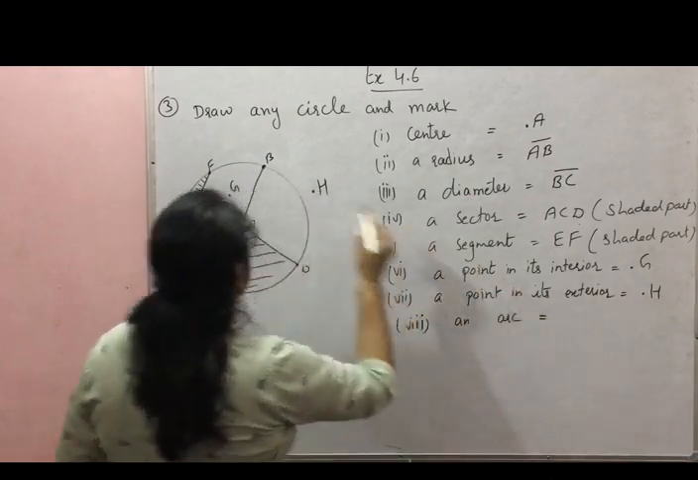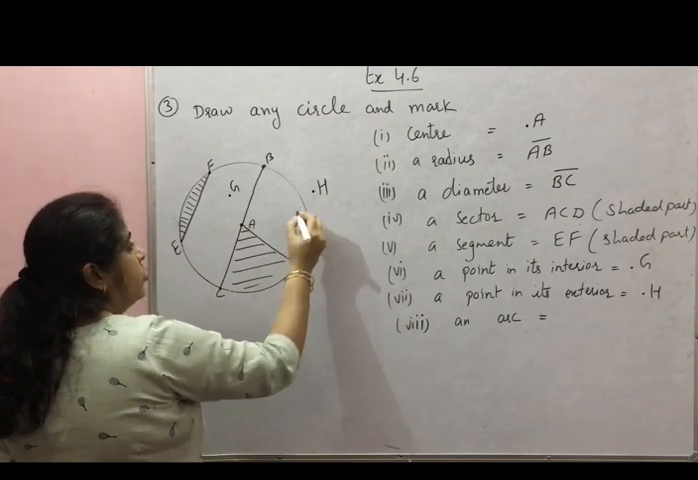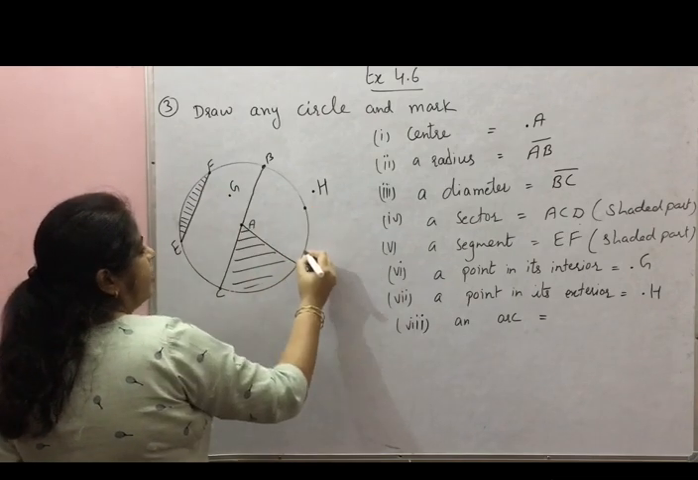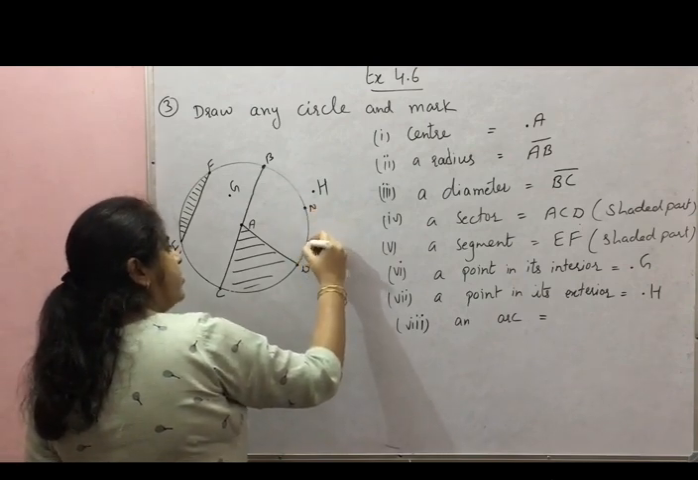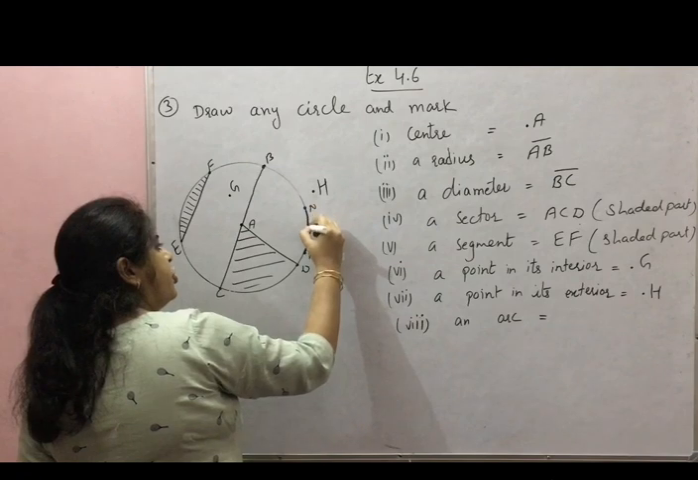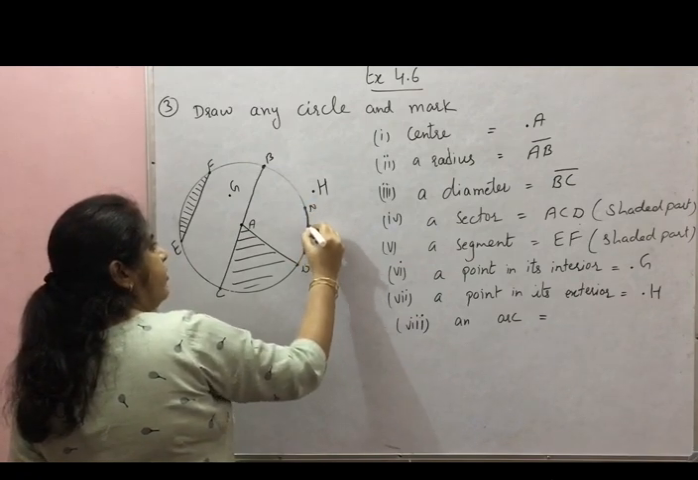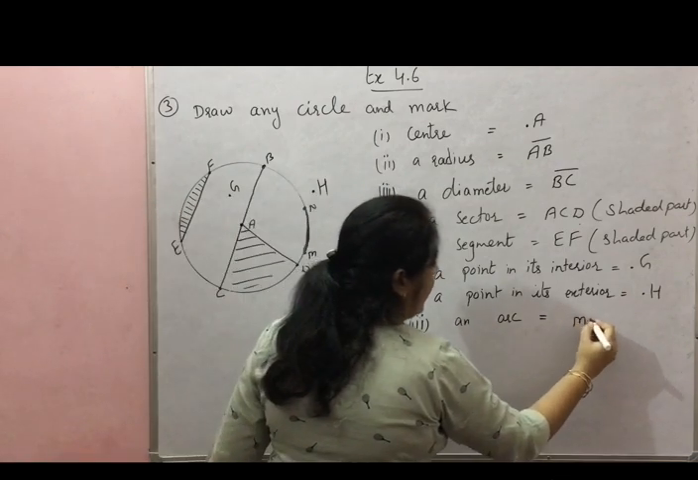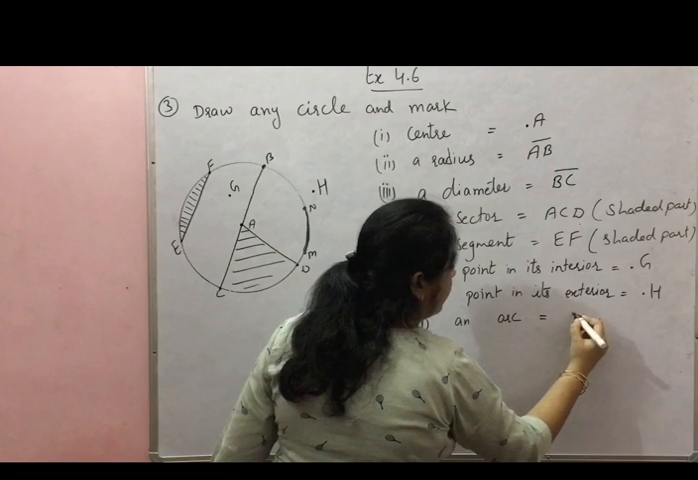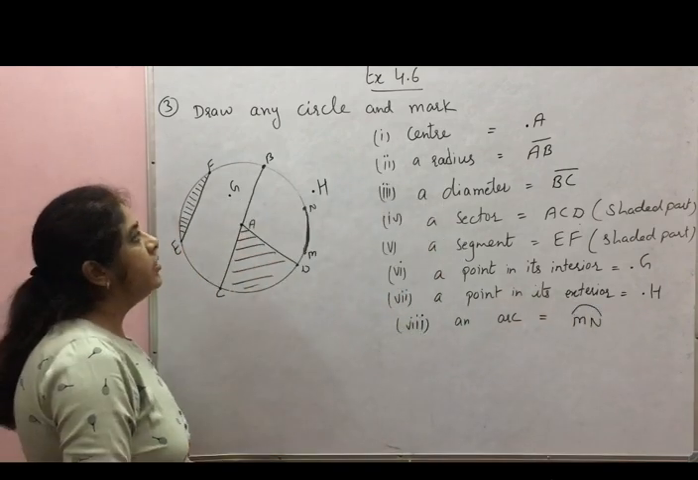An arc: you have many points on the circle, or you can take another two also. Just suppose I am taking this M and N. Highlight this. The portion of the boundary of the circle enclosed by joining 2 points on the circle, MN marked by this sign, is called the arc of the circle.